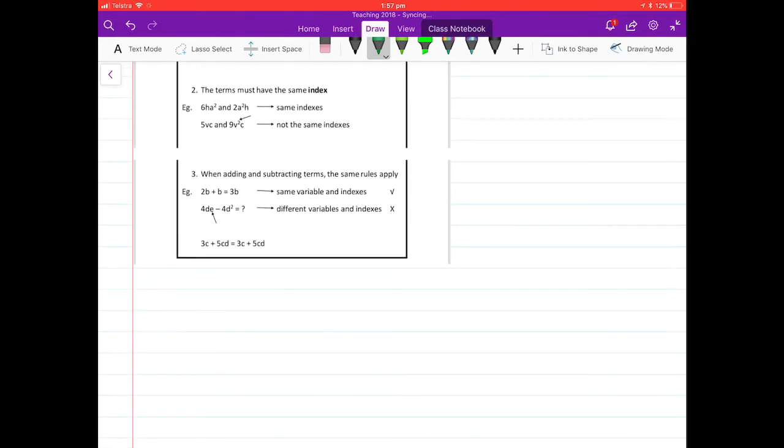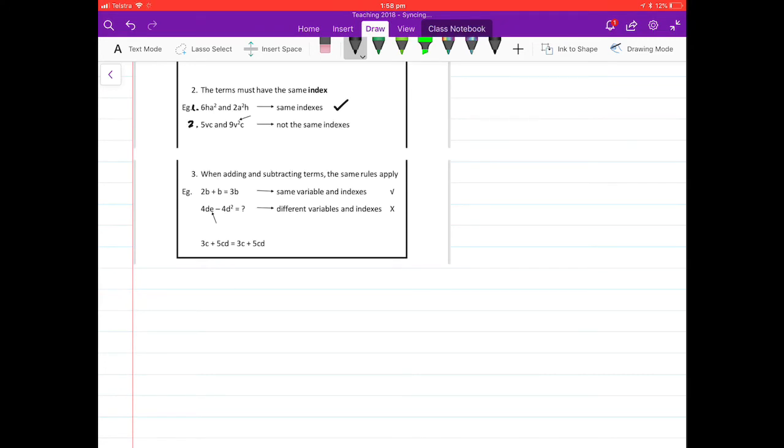Down here to rule 2 rather, the terms must have the same index. Now the index, if you look over on the right hand side, is this part up here, and that needs to be the same as well. If we look at this first example just here, we've got 6HA squared and 2A squared H. Now they sound different, but we've got the same index and the same combination of variables. In this one here, we've got an H and an A squared. In this one, we also have an H and an A squared. So therefore, they are like terms.